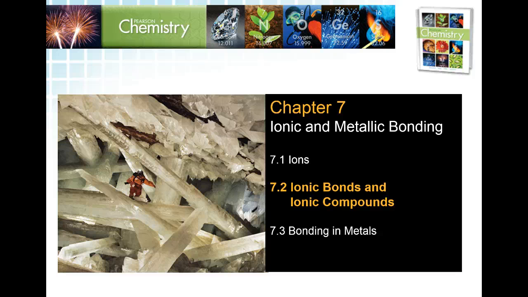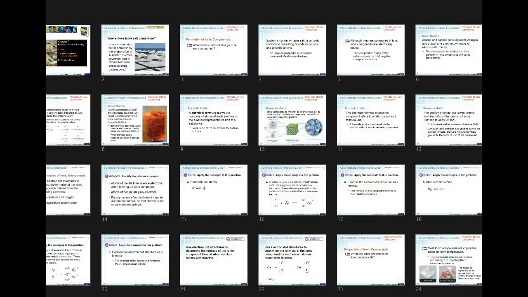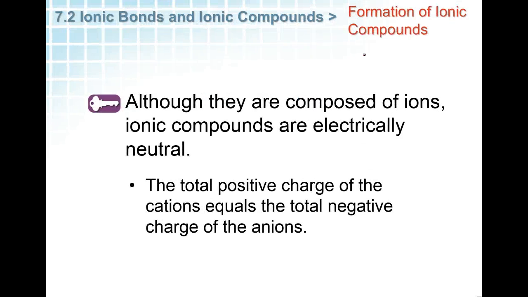So here is the rest of the lesson on Chapter 7 with the ionic bonds and ionic compounds. What we learned in class was the first of 4 main points, which was that although they're composed of ions, ionic compounds are electrically neutral.